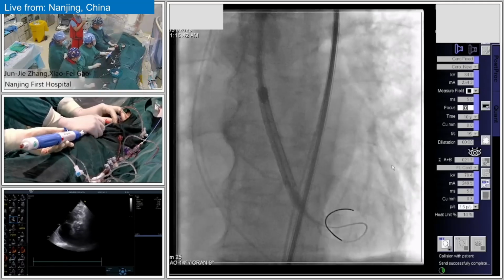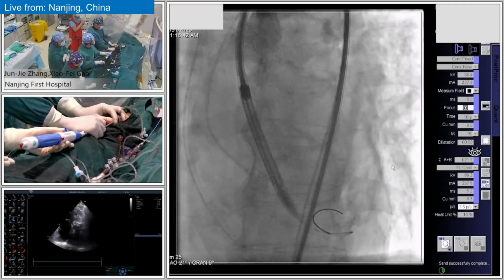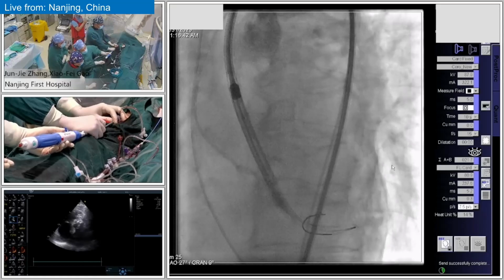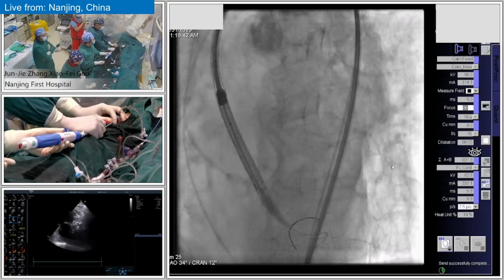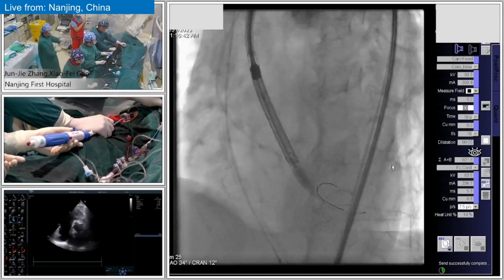So the valve deployment projection is very important for the TAVI procedure. Okay, good. Let's take a cine for this case.